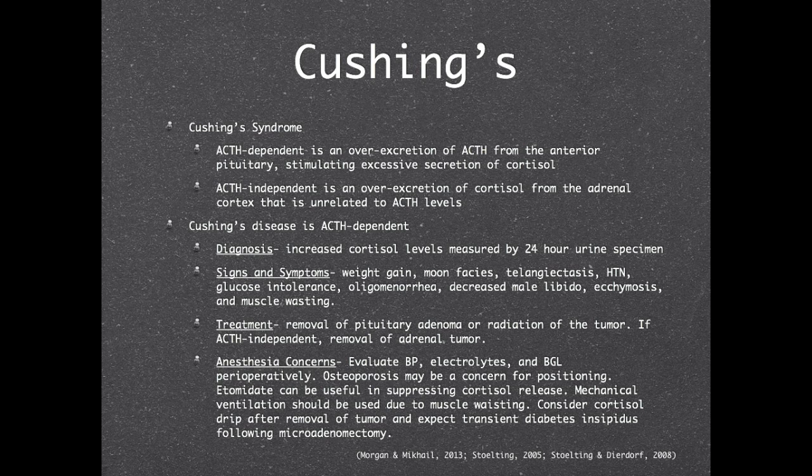Etomidate can be useful in suppressing cortisol release. Mechanical ventilation should be used because of the muscle wasting associated with Cushing's. Consider cortisol drips after removal of a tumor and expect transient diabetes insipidus following the microadenomectomy.